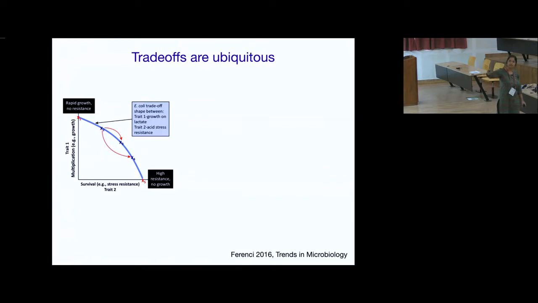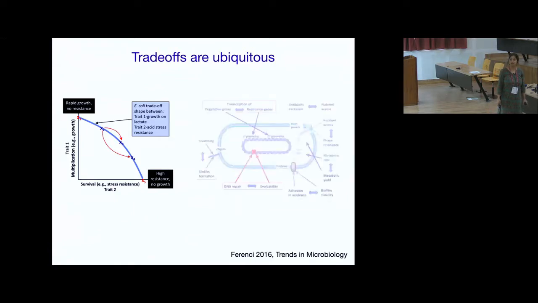And so what I'm showing you here is an example from this nice review. There are two traits. For example, you can have multiplication or you can have survival. And you either have rapid growth and no resistance, or you have high resistance and no growth, for example resistance to an antibiotic in E. coli. And the question is, how far can we get in understanding evolution using these basic ideas about trade-offs and how ubiquitous these trade-offs are.